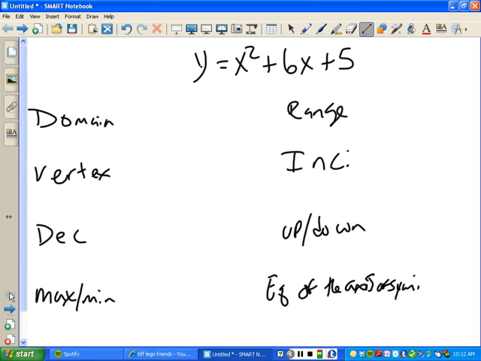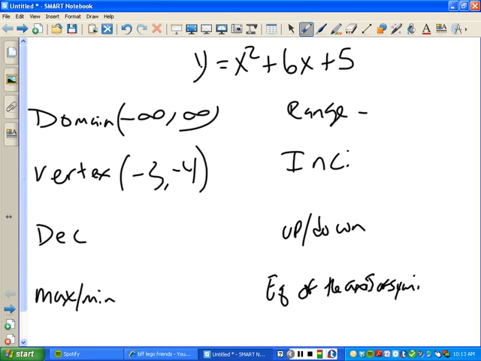So we know that the vertex, we'll go ahead and fill the vertex in. We know the vertex was negative 3, negative 4. Is that right? Okay. Now, what's the domain? Negative infinity to infinity. Okay. What's the range? Negative 4 to infinity. Bracket on the negative 4. What's the difference between a bracket and a parenthesis? Minus 5. Okay?